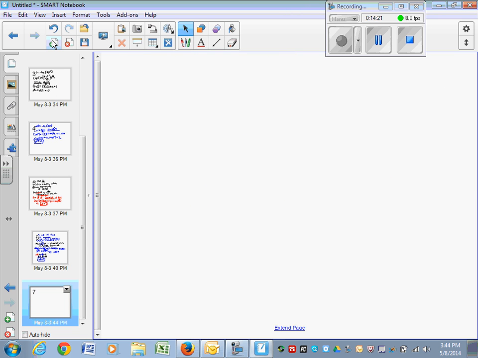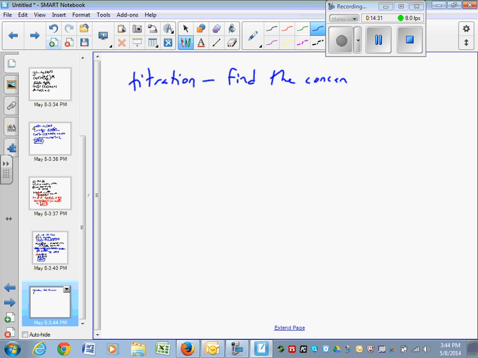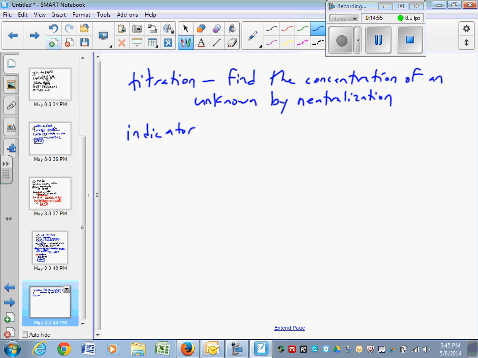The only other math you would be expected to do with acids and bases is titration. Titration is a lab procedure, and we use it to find the concentration of an unknown. And we do that by neutralizing it. So we'll use an indicator to tell us when we've reached the end point, when the concentration of hydrogen and concentration of hydroxide are equal.